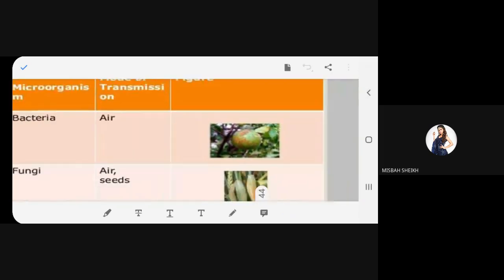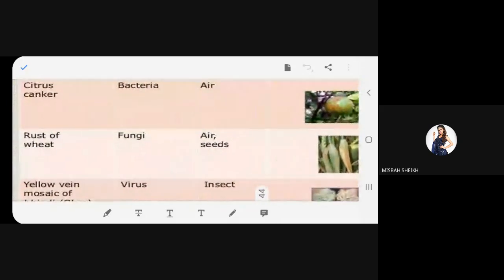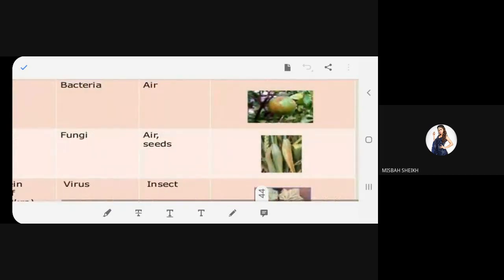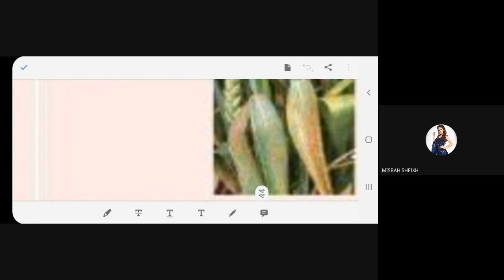Okay. Then we come to rust of wheat. It is caused by fungus. Mode of transmission is air and seeds. This is how it looks like. See, brown patches on the wheat. Is it clear? Yes, ma'am. These are all brown patches you can see.